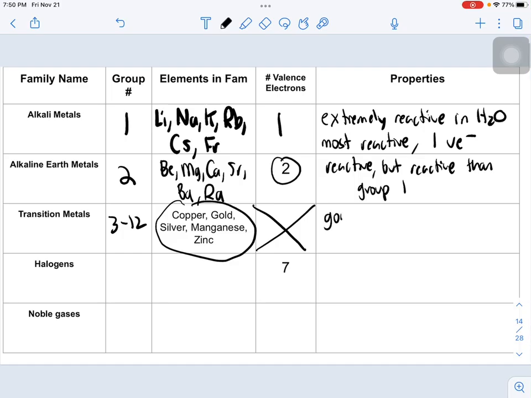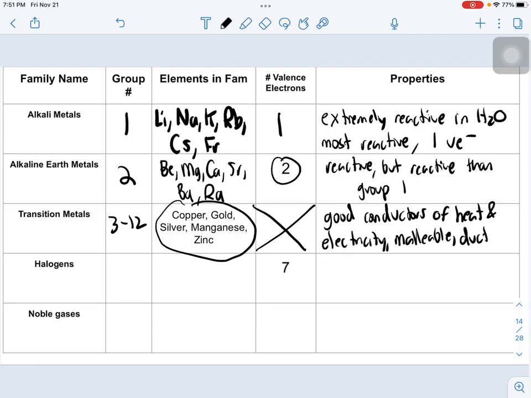The transition metals are good conductors of heat and electricity. And they're also malleable. What does malleable mean? It means that you can hammer it into sheets, and they're ductile. It means that you can stretch them out into wire.